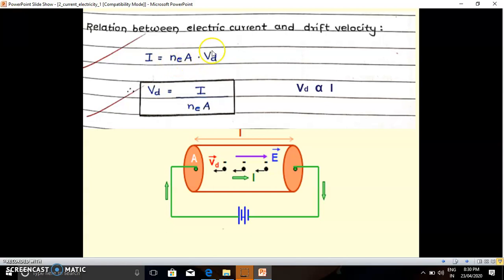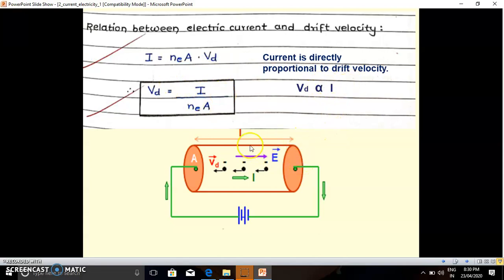Okay, and this will give the more drift velocity. So in short, we can say current depends on the number of electrons, the charge on each electron, the area, and the drift velocity. From this equation, we can write drift velocity is equal to I upon NeA. Here Vd is drift velocity, I is current, n is number of electrons, e is charge on each electron, and A is the area. From this, we can say current is directly proportional to the drift velocity.